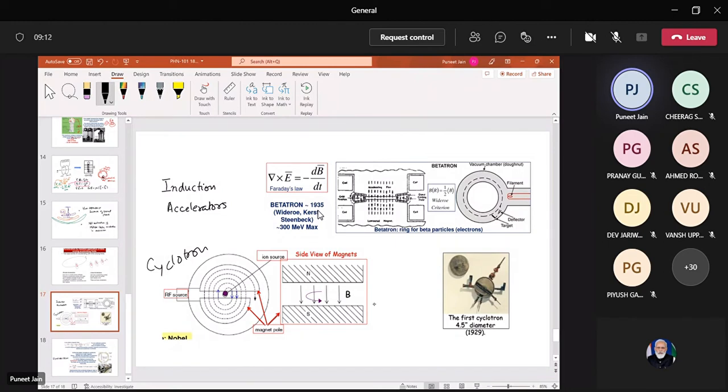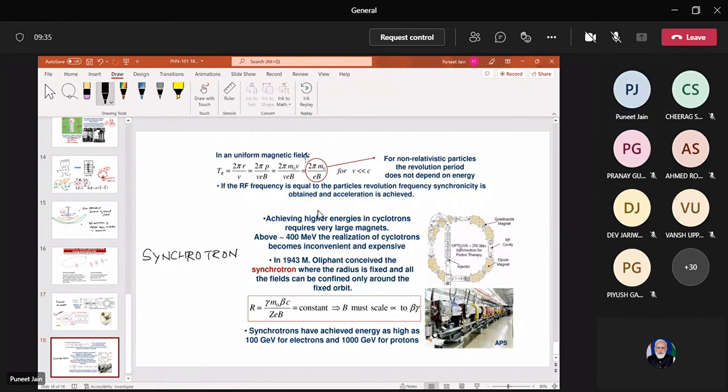It was done by Orlando Lawrence. There is a lab in Berkeley, the Lawrence Berkeley National Laboratory. So Lawrence also earned a Nobel Prize just for this. See, 4.5 feet is a very small piece. And then you have one more thing.